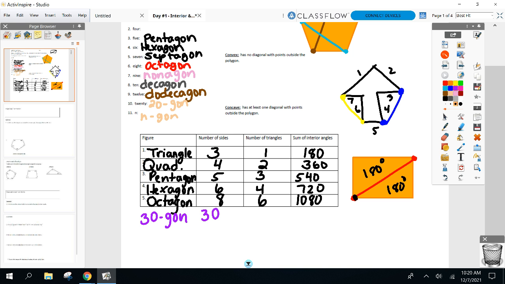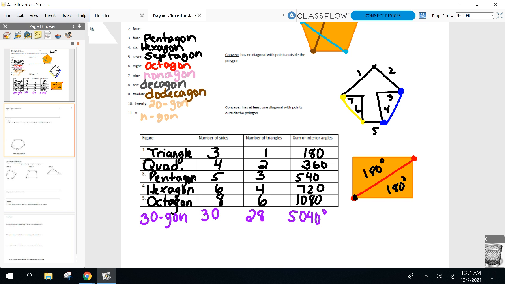Could you still find the number of degrees in the interior angles? How many triangles should it form? 28. 2 less, right? Because for the number of sides, the number of triangles formed is always 2 less. So 28 times 180. Woo, 5,040 degrees in a 30gon. So now we see how we can find, no matter the number of sides I can give you, you should be able to find the sum of the interior angles.